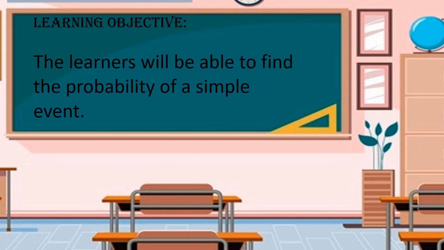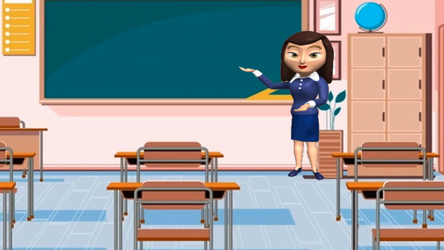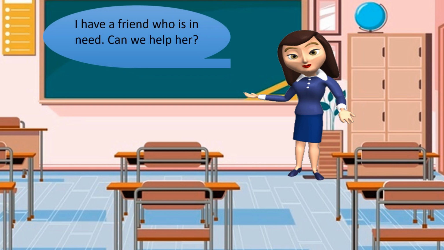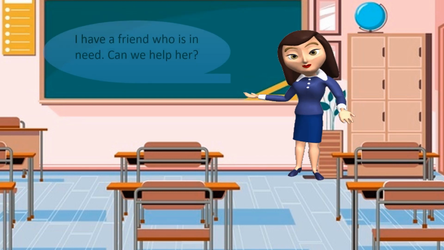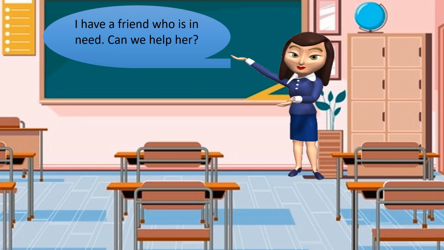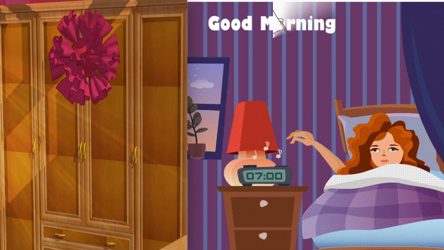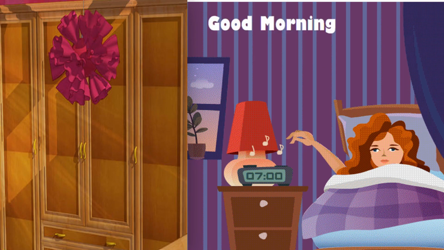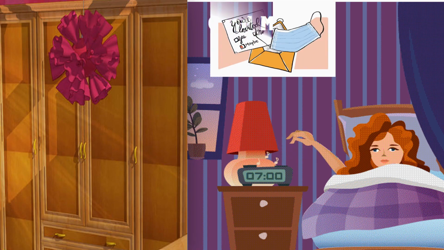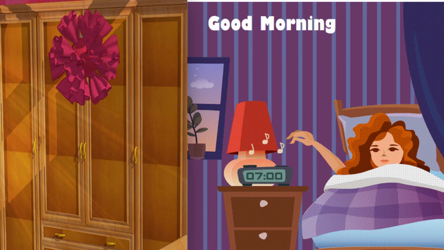If the learners will be able to find the probability of a simple event, let us review first our previous lesson through a story. Are you ready? Okay. I have a friend who is in need. Can we help her? On a Sunday morning, Anna woke up late and she suddenly remembered that she needs to attend a party with her friends.